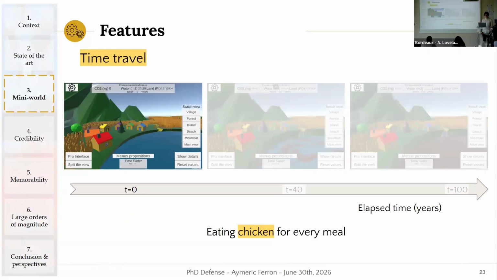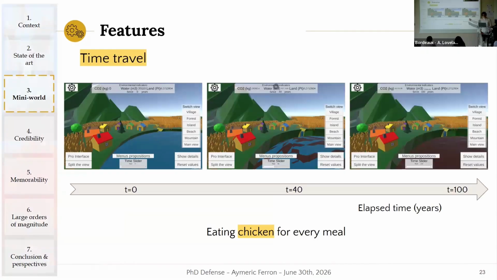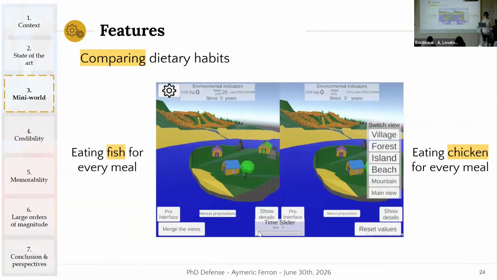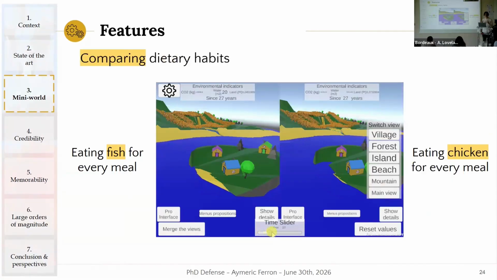Then you got the time travel features, where you can go back and forth in time. Like here, for example, at t equal 40, we can see that the lake is almost dry already. And finally, the final feature is meant to compare dietary habits.